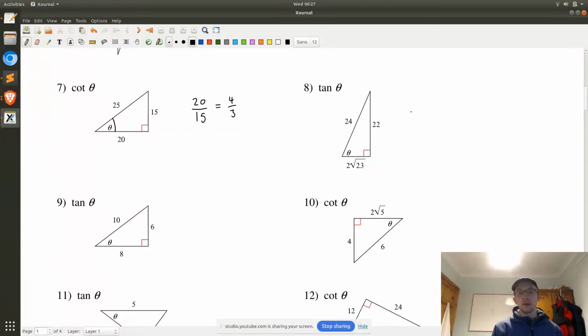Tangent of theta is the opposite side divided by the adjacent side. Well, okay. In full, it's the length of the opposite side divided by the length of the adjacent side. Or for short, opposite over adjacent. So for theta here, that would be 22 over 2 root 23. Cancel out the 2, so 11 over root 23. Multiply the top and bottom by root 23, aka rationalizing the denominator, and we have 11 root 23 over 23.